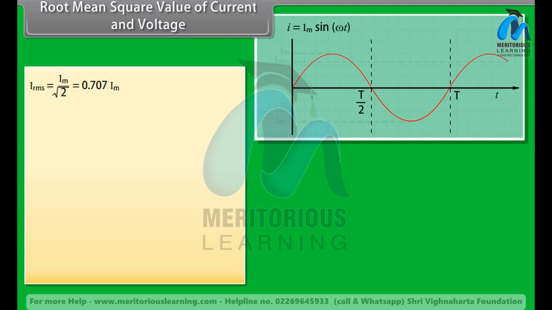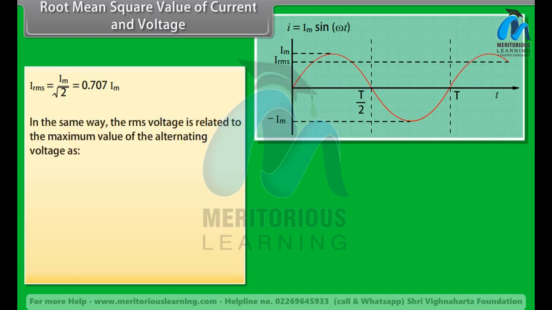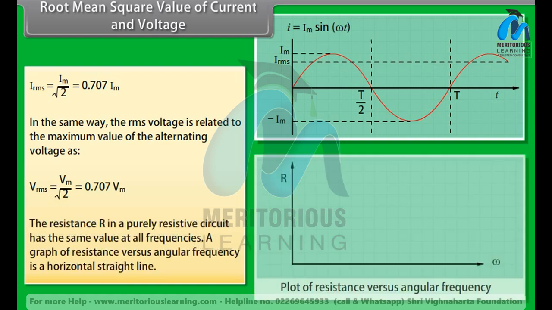IRMS is equal to Im upon root 2, which is equal to 0.707 Im. In the same way, the RMS voltage is related to the maximum value of the alternating voltage. VRMS is equal to Vm upon root 2, which is equal to 0.707 Vm. The resistance R in a purely resistive circuit has the same value at all frequencies.